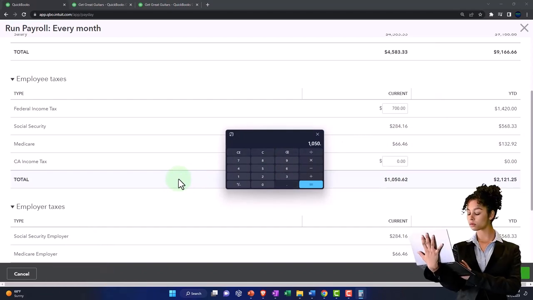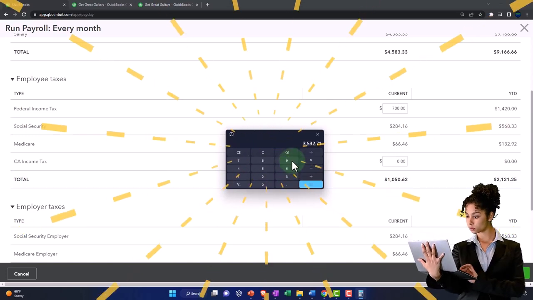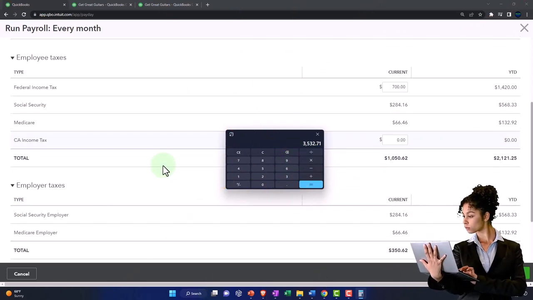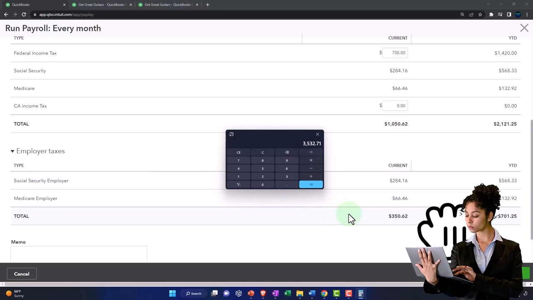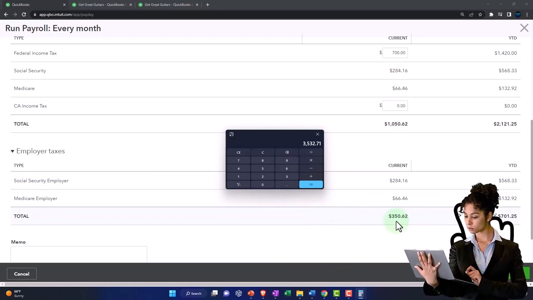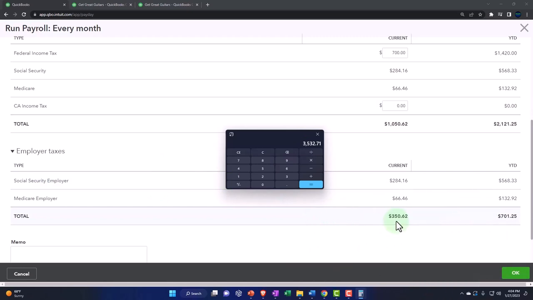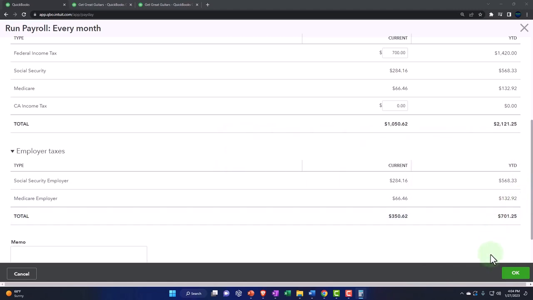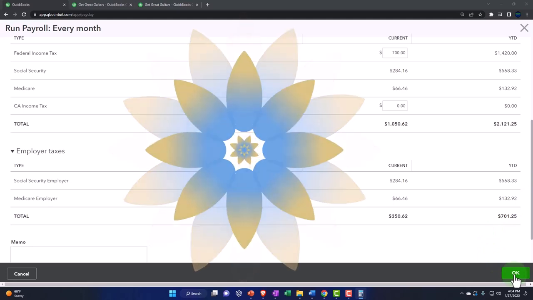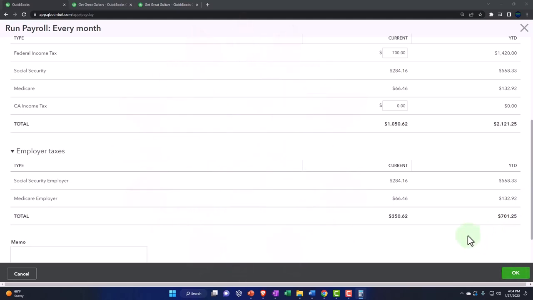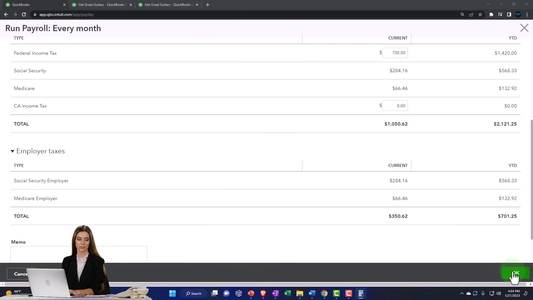4583.33 minus the 1050.62, that's what's going to be decreasing the cash account. And then down here, this is going to be increasing the expense account for payroll tax expense, and the other side's going to be increasing a liability account, and then we'll have to pay off the liabilities in the future. Okay, let's save that. Does that make sense? I think everything is proper.